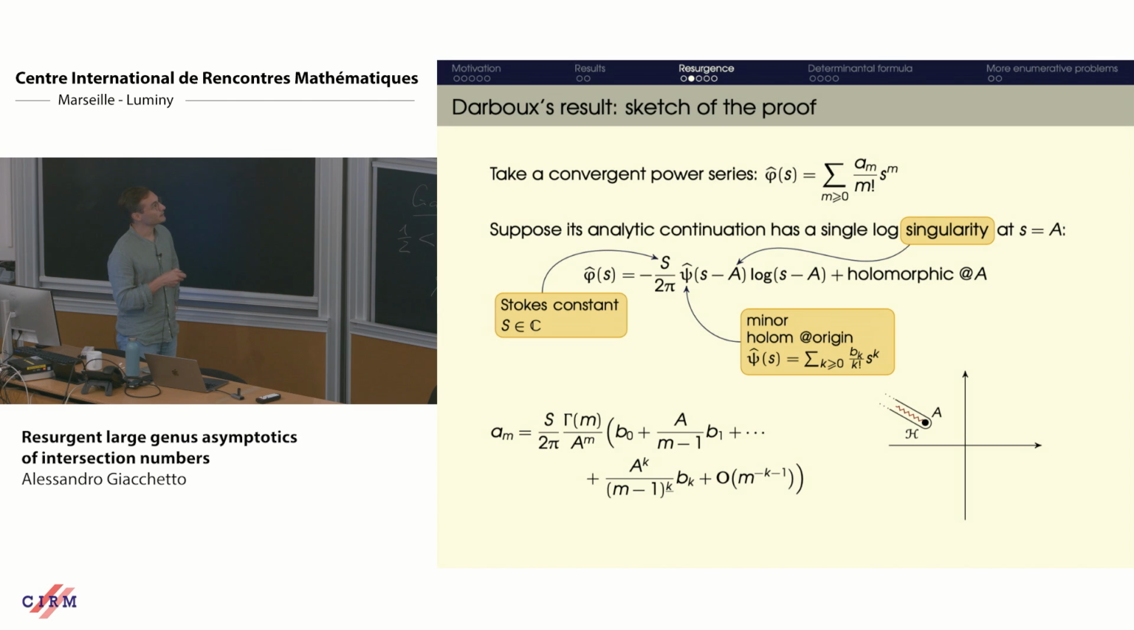And the only quantities that appear here are the Stokes constant, the location of the singularity, and the Taylor expansion, the expansion coefficients of this minor here. So in this specific situation, as long as you are able to compute S, A, and as many coefficients of psi hat as you want, you can get this asymptotic formula.